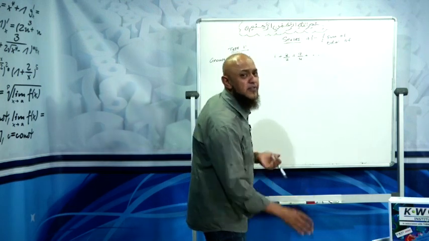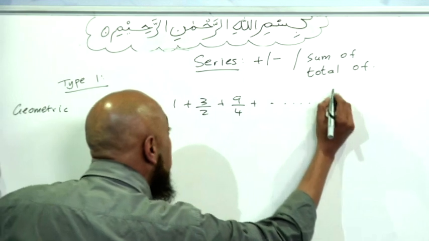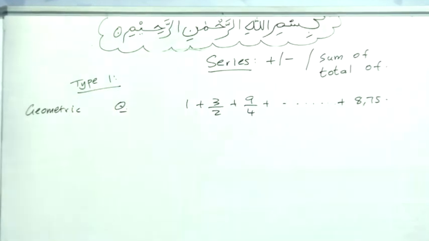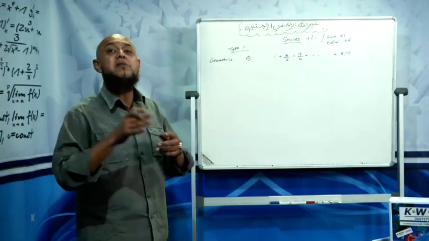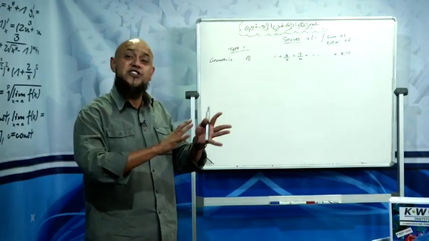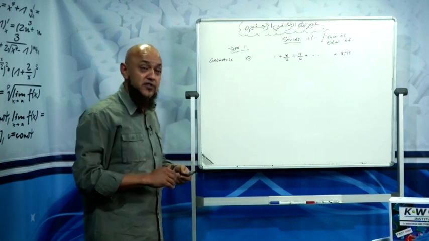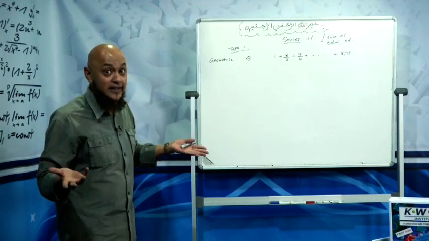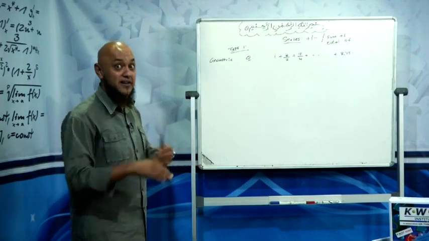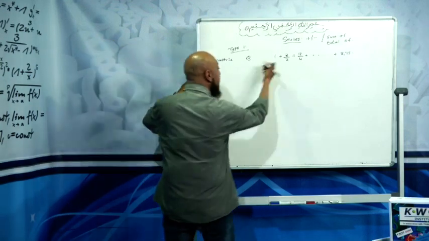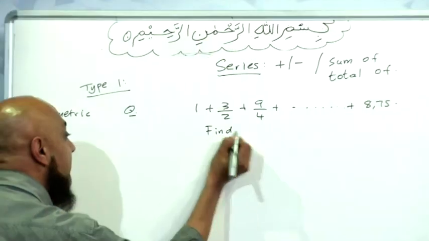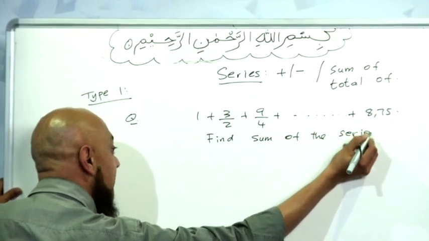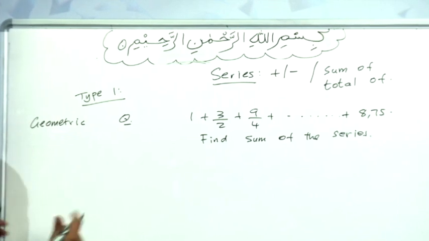Let's say 8.75, for example, plus 8.75. We're just making it up. Let's see if it works. I'm making it up as we go along. Remember, mathematics is just about chopping and changing numbers, but you follow the same process. You can make up any number provided it makes sense and your calculator doesn't give you an error at the end. We don't know. Find the sum of the series. Let's hope it works.